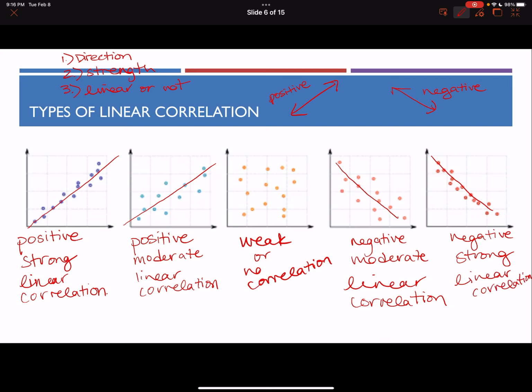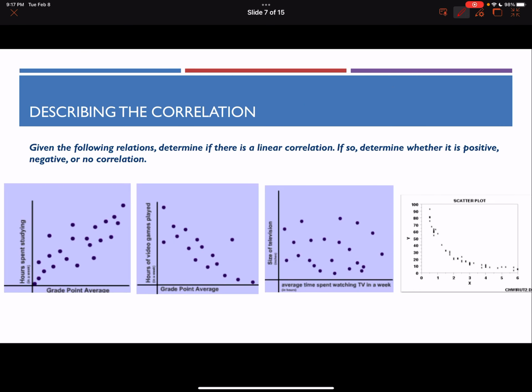So again, whenever I talk about correlation, I need to talk about the direction, the strength, and whether or not it's linear, right? So three words. Okay, so now you're going to do some practice. You can pause here, try your practice problems on your paper, and then you can unpause and check your answers.